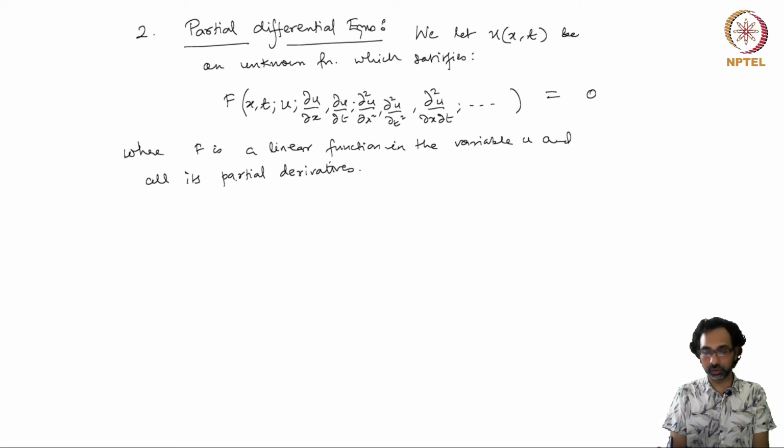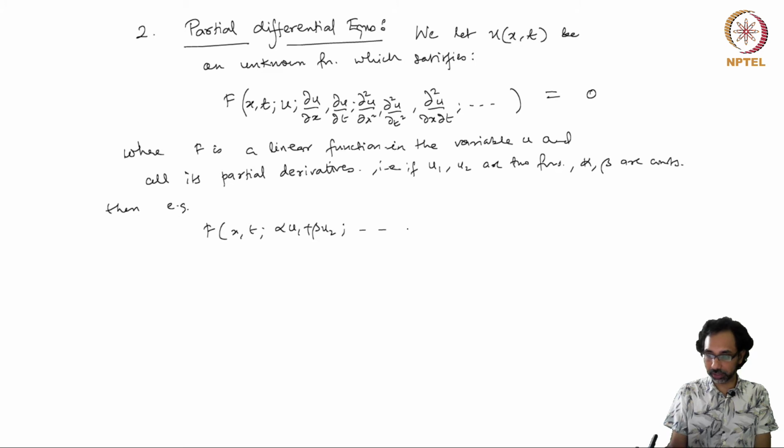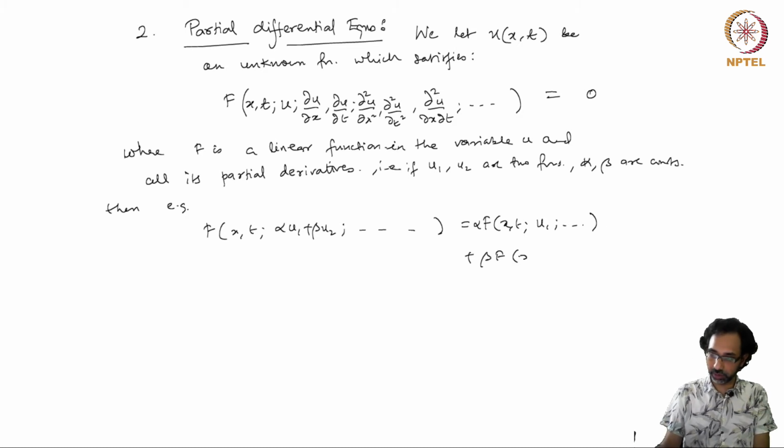Meaning that if you take two functions u1 and u2, and alpha and beta are constants, then for example f of x, t, alpha u1 plus beta u2, and you can keep the rest to be the same, is equal to alpha f of x, t, u1, the rest being the same, plus beta f of x, t, u2, rest being the same.